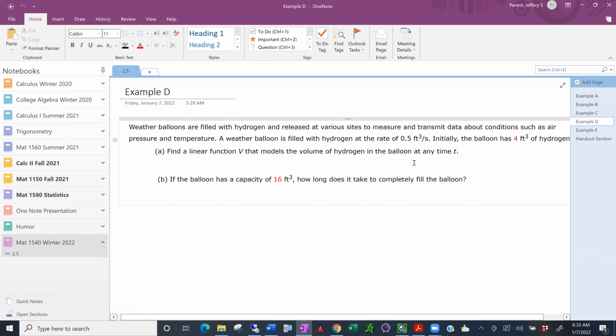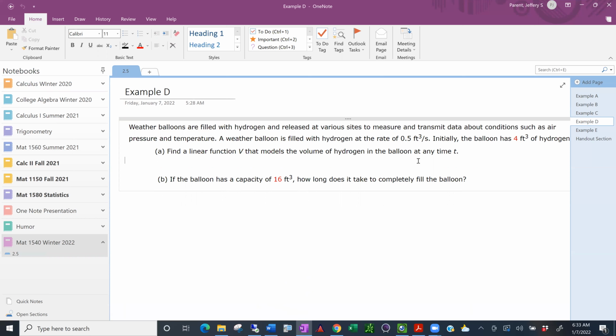Weather balloons are filled with hydrogen released at various sites to measure and transmit data about conditions such as air pressure and temperature. A weather balloon is filled with hydrogen at the rate of 1/2 cubic foot per second. And initially the balloon has 4 cubic feet of hydrogen in it. Find a linear function V that models the volume of hydrogen in the balloon at any time t. Wow. Sorry if that was kind of lengthy there.